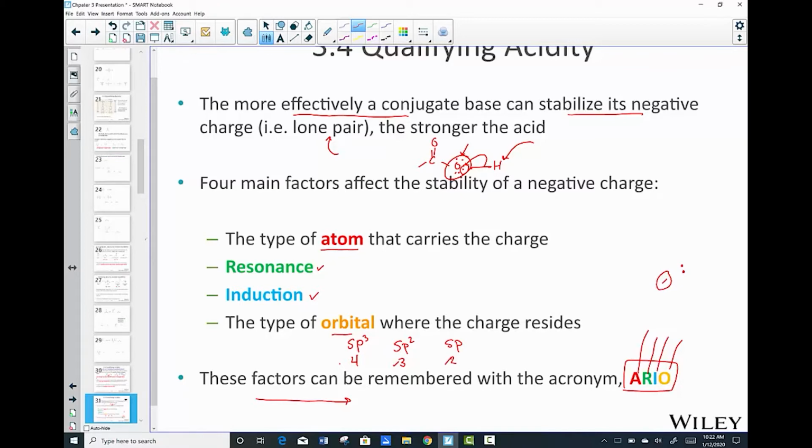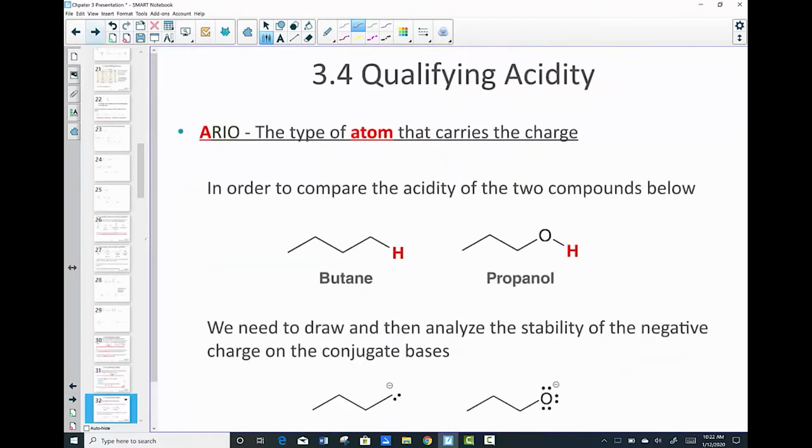As we go through each one of these examples, we begin to examine the structure of the actual conjugate base and its ability, based on its molecular structure, to stabilize negative charges. That's the topic of our 4th section, ARIO. The first letter in our little acronym ARIO stands for the term atom. What atom is carrying the negative charge?